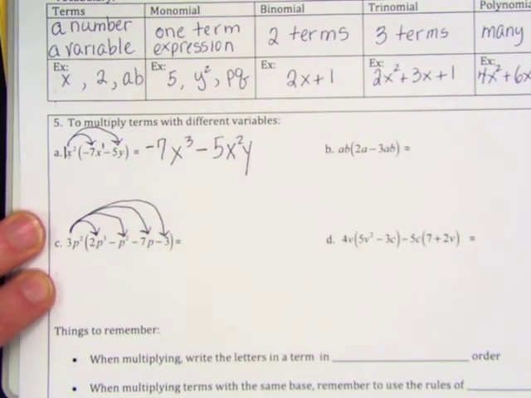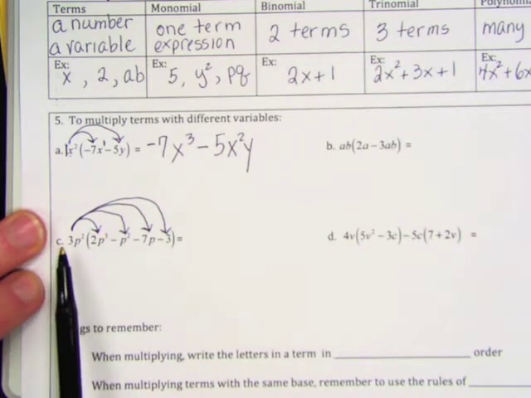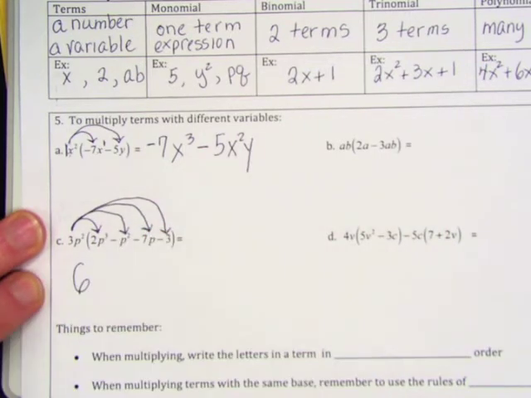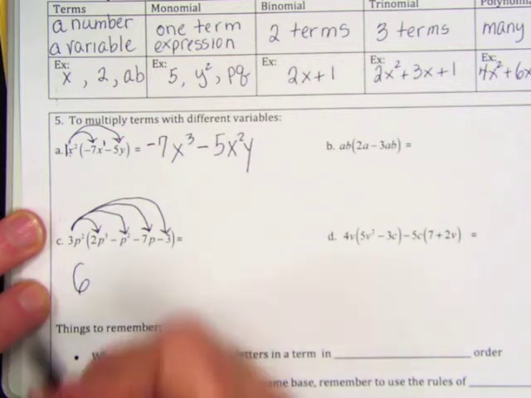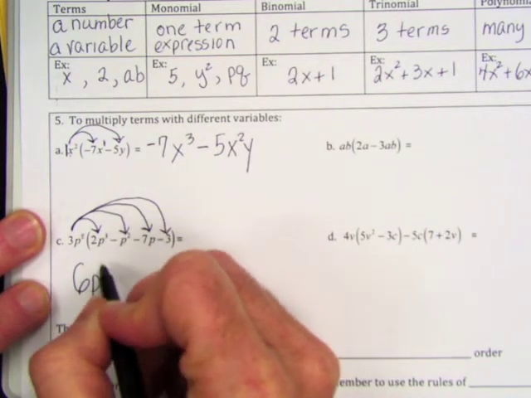And we will begin by multiplying 3p squared times 2p cubed. What do we do with the numbers? 3 multiplies 2, and we get 6. P squared multiplies p cubed, and we will add the exponents and get p to the 5th.